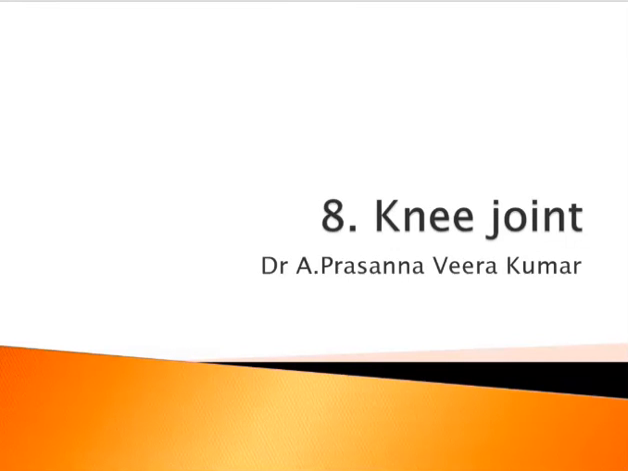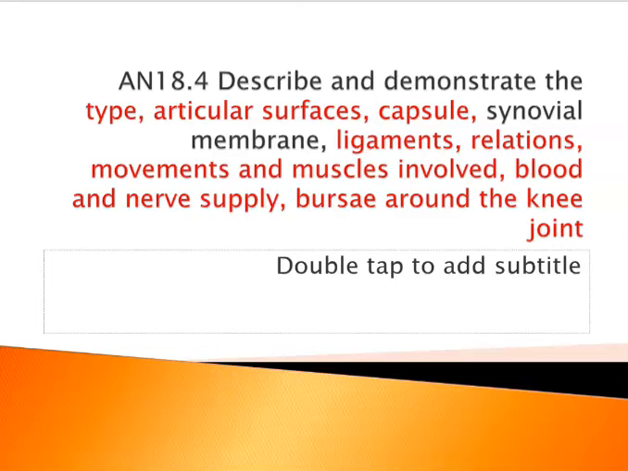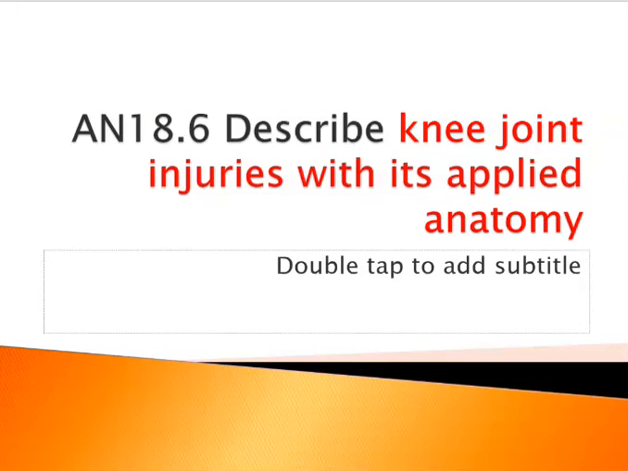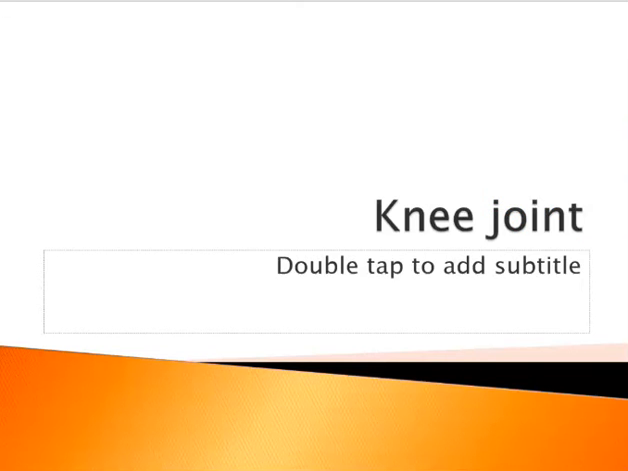Discussion today is knee joint. So in this we will discuss its type, articular surfaces, capsule, ligaments, relations, movements and the muscles involved in movement, blood supply, nerve supply and bursae around the knee joint. Further, we also discuss the competency, the injuries of knee joint and applied anatomy. So we start with the knee joint.